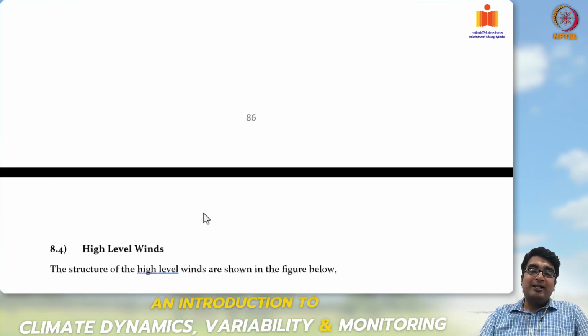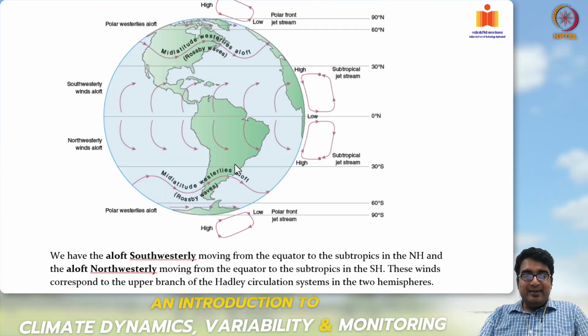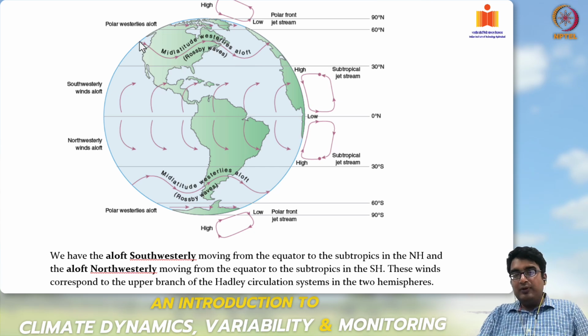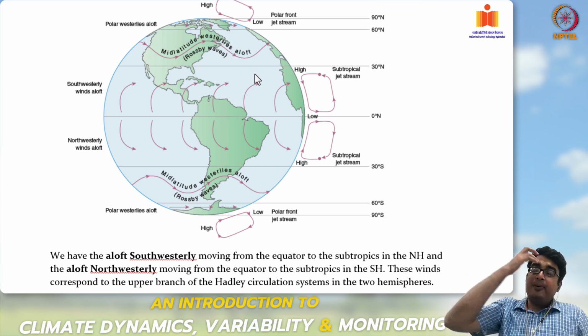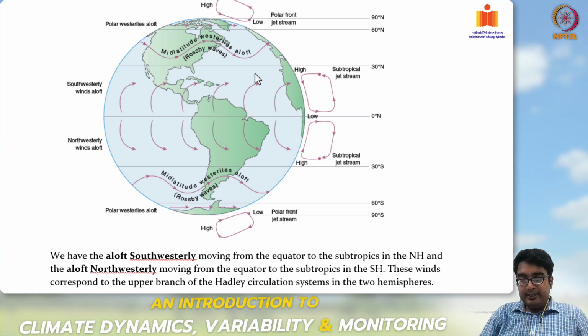However, we do not see that. What we see here is mid-latitude aloft westerlies. So even in the high altitudes of the mid-latitudes, the winds are directed towards the west, though it's also extremely undulated, and we will discuss this undulation effect later in the class. So why are these mid-latitude winds at the upper troposphere also westerlies?